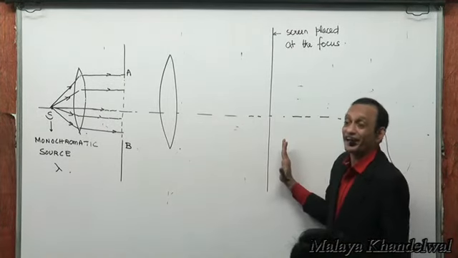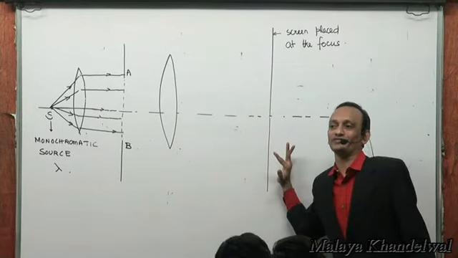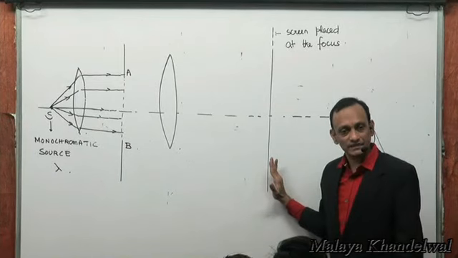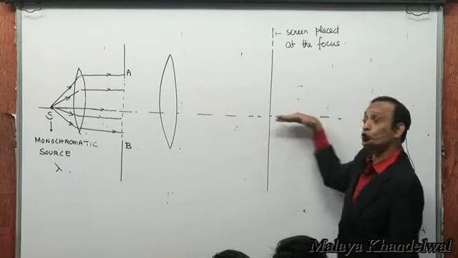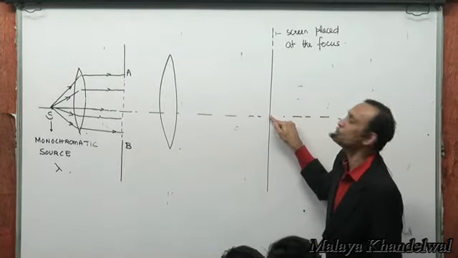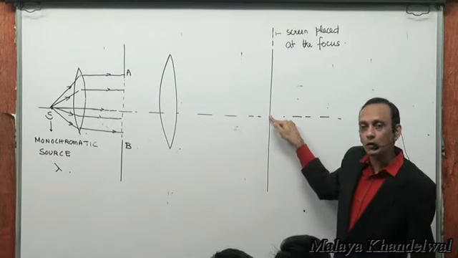This screen then, the entire thing lies in what is referred to as the focal plane of the lens. So the screen is placed in the focal plane perpendicular to the principal axis. This is the focus of the lens. All right.